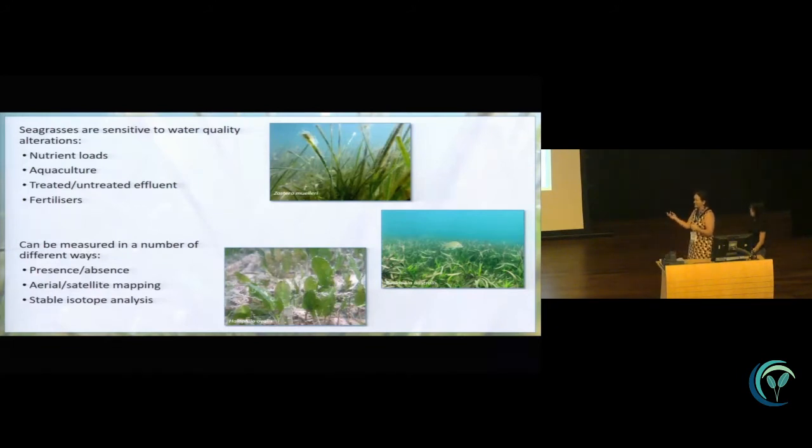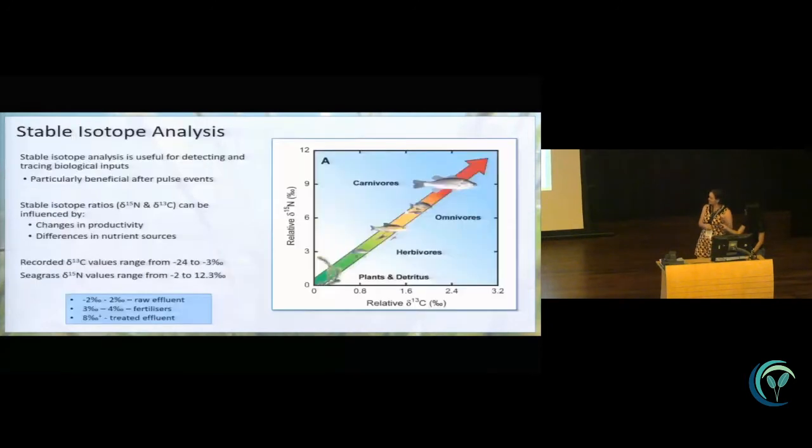And so now I'm going to talk about stable isotope analysis, which is the main part of my actual project. Stable isotope analysis is useful for detecting and tracing biological inputs in the marine and estuarine environment. It's really, really useful after pulse events and so on, because you can see rapid changes over time and space, in theory.